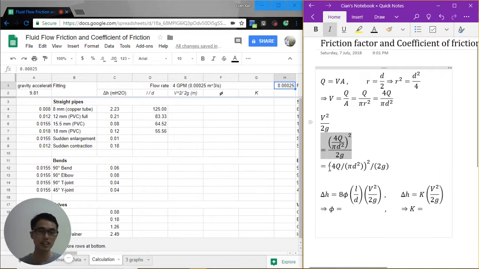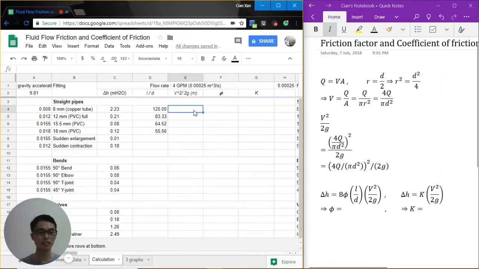This formula is currently in a natural form, but I want it to be in a linear form so that I can easily type it in Google Sheets. So I rewrite it into this linear format. Once you have the formula in a linear format, you can begin to type it into Google Sheets. I will begin with an equal sign. So equal, bracket, 4 times flow rate, which is this value here, divided by bracket, pi times d squared. d is my diameter, this value here, squared, and then close bracket, square the whole thing, divided by bracket, 2 times g, which is 9.81. So there you go, I get my value right over here.